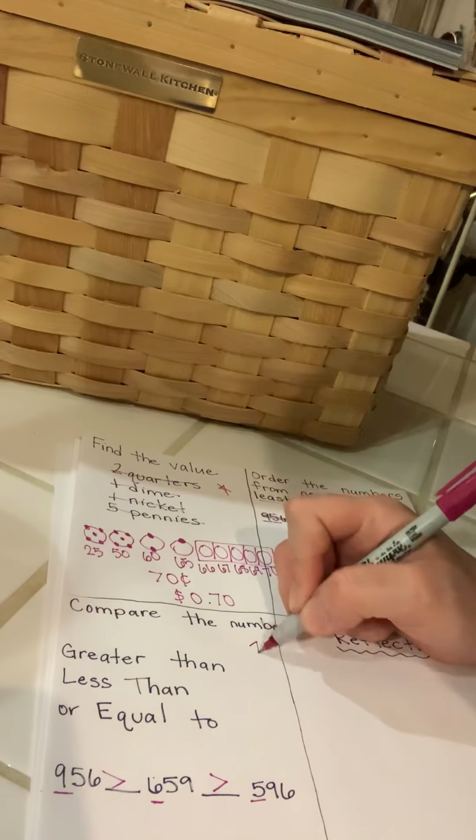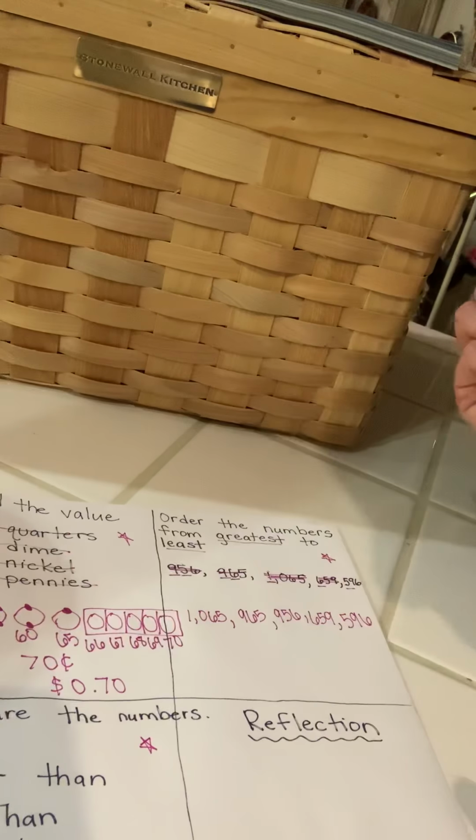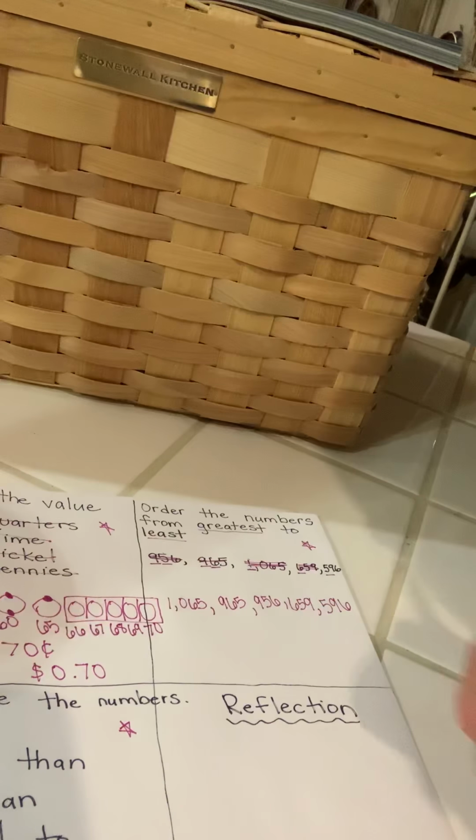So give yourself a star on number 3 and number 2 if you got all of those right, and write a reflection. And we know how to do this very well. Go ahead and write how many stars you got, what you had trouble with, what you thought was easy, what you need to work on, what you still need help with. All right, good job.